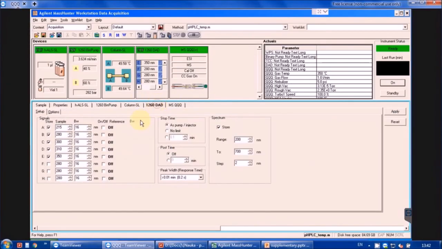The elution will be monitored by UV on several wavelengths to ensure detection of all peaks. 215 nanometers will be used for universal detection.